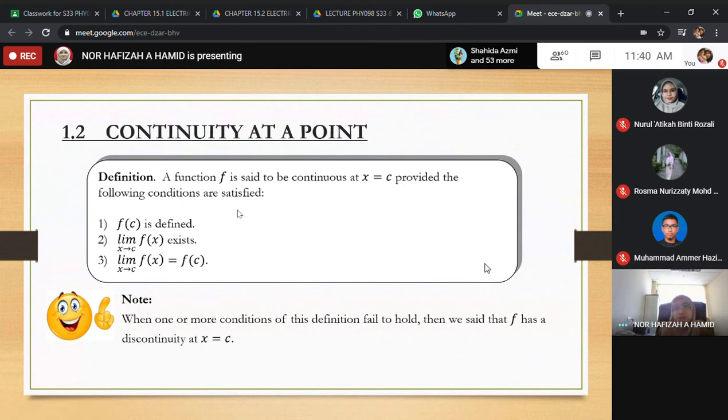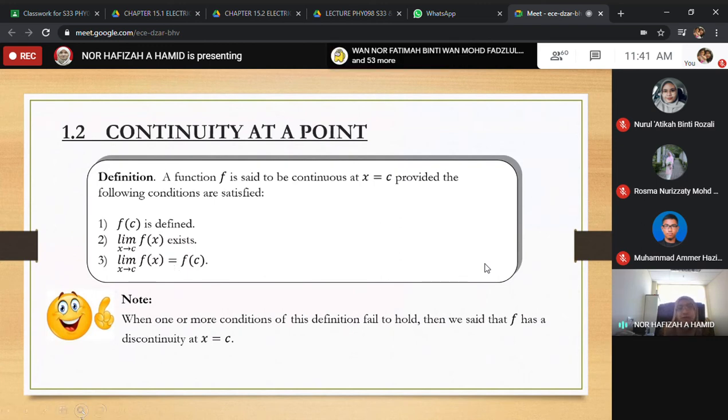provided the following conditions are satisfied. Okay, so for continuity, we have three conditions. First, f(c) is defined. Number two, limit x approach to c exists. And number three, limit x approach to c must be equal to value of the f(c).